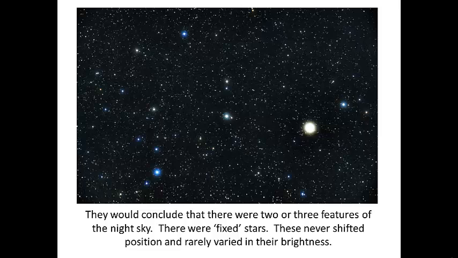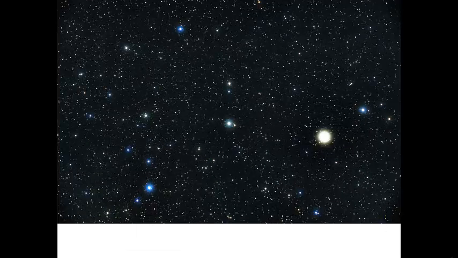And as they looked at the night sky, they observed that there were a few different features of the sky. There were a few different types of stars out there, if you will. There were the fixed stars, and these were the ones that never varied in position and never varied in their brightness. These could be counted on year after year after year to remain in that one position.